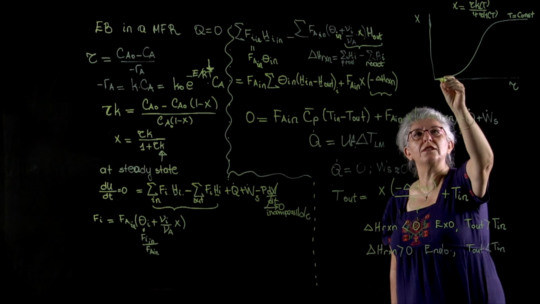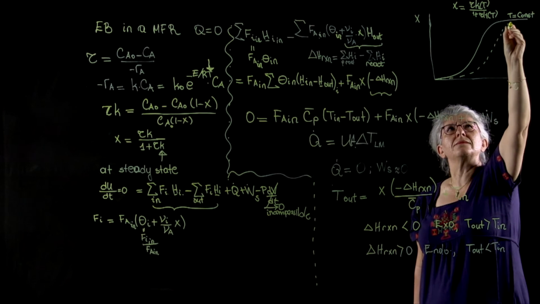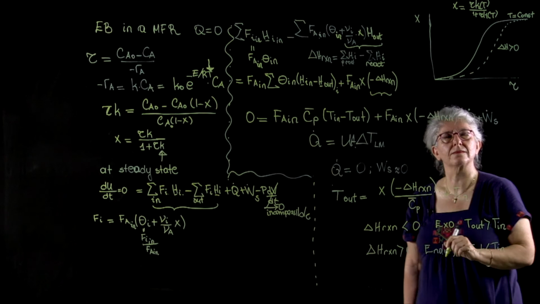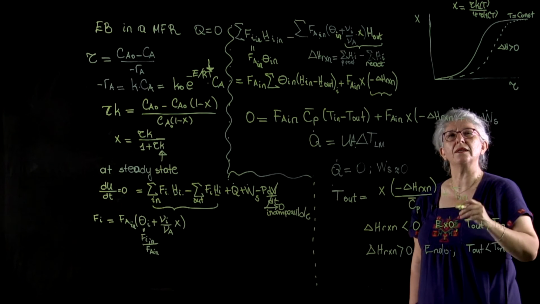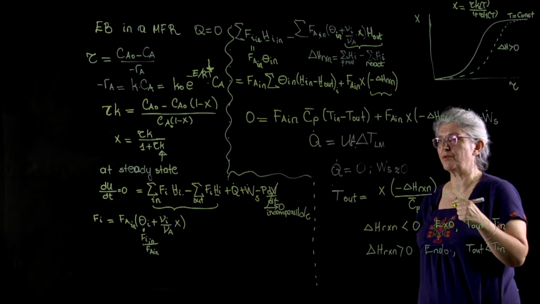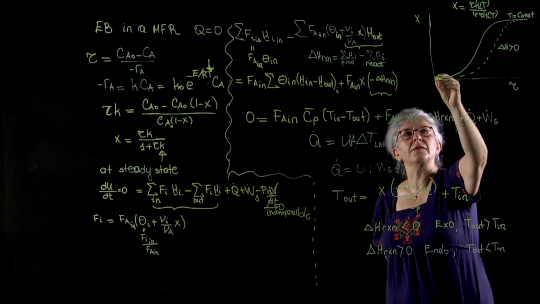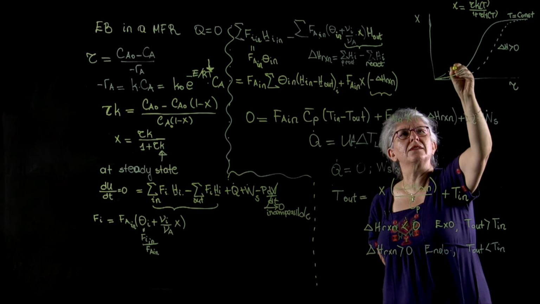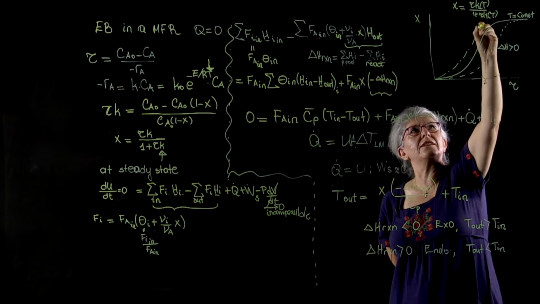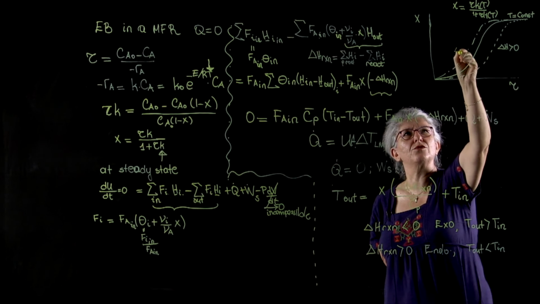that curve shifts towards the right for an endothermic reaction, in other words, we need larger space-times to achieve the same conversion, because as the reaction proceeds, temperature decreases and the reaction slows down. For an exothermic reaction, the curve shifts to the left as indicated by dot-dash lines. This is for an exothermic reaction.